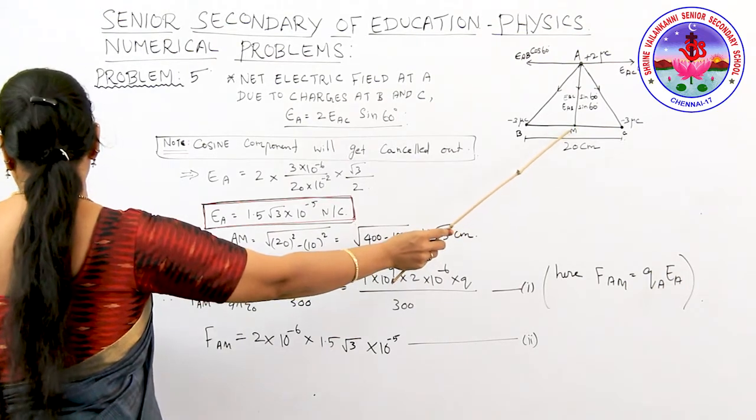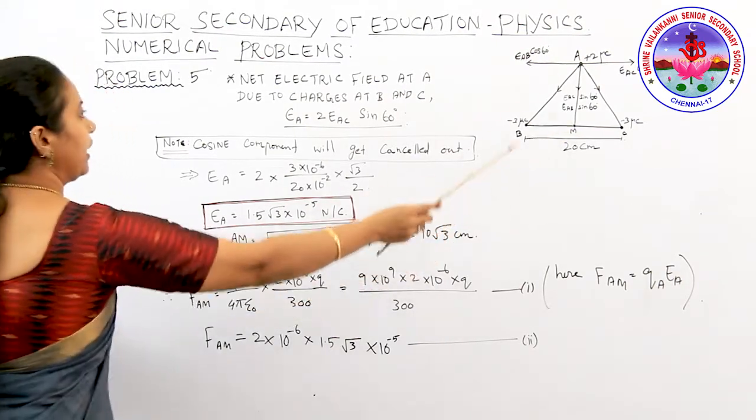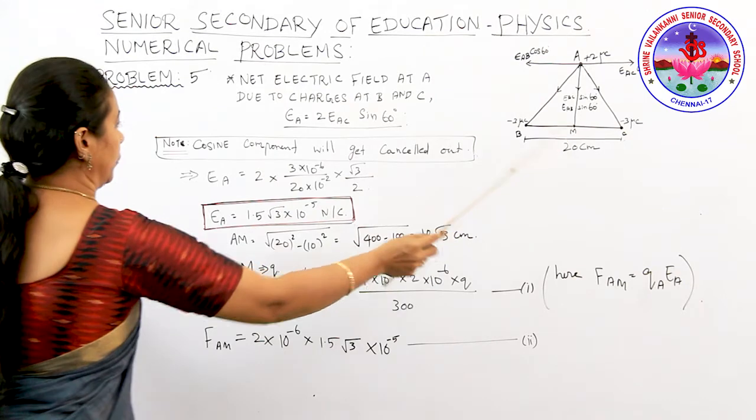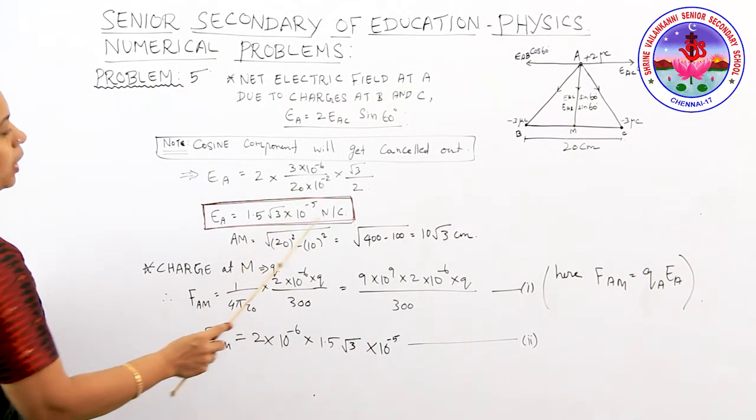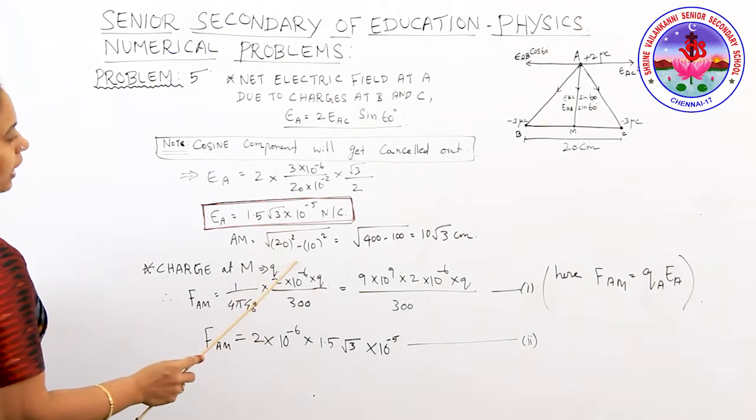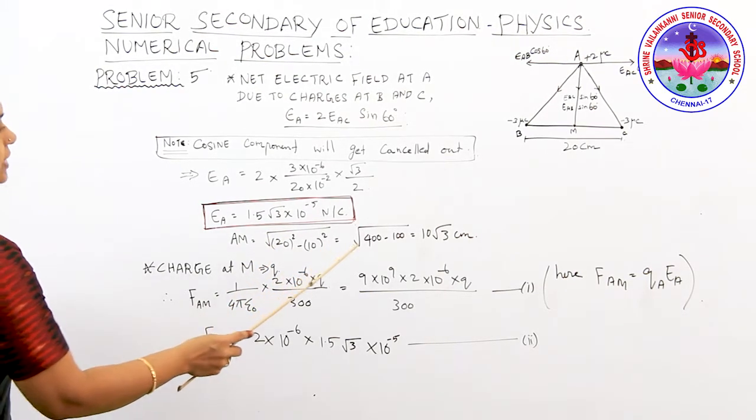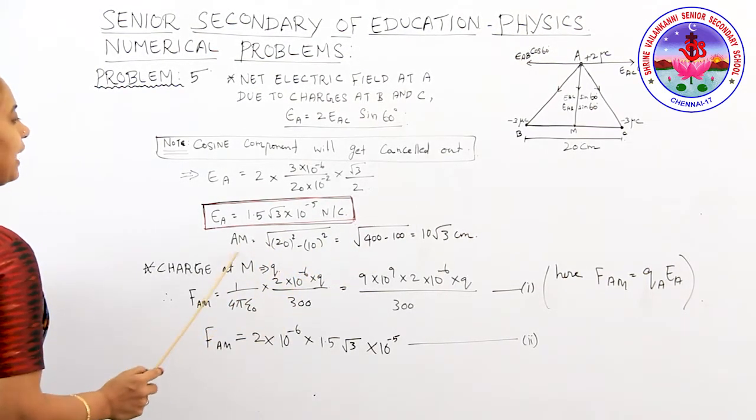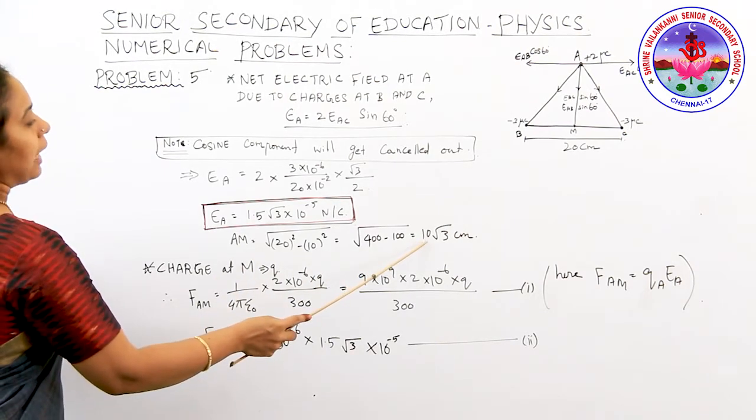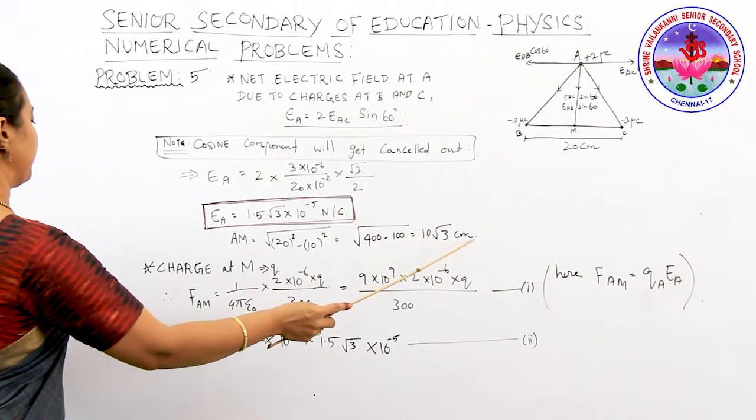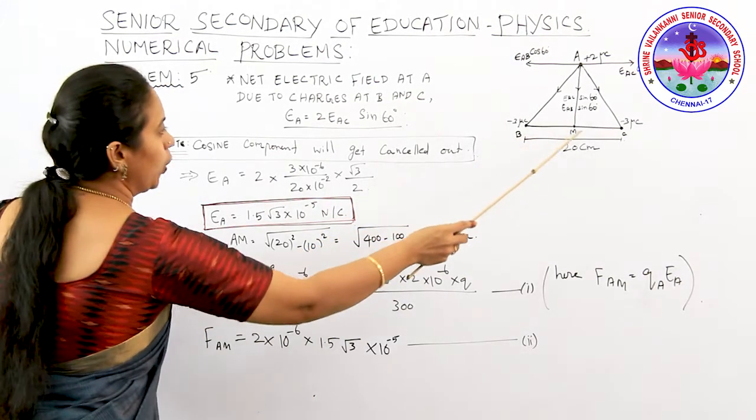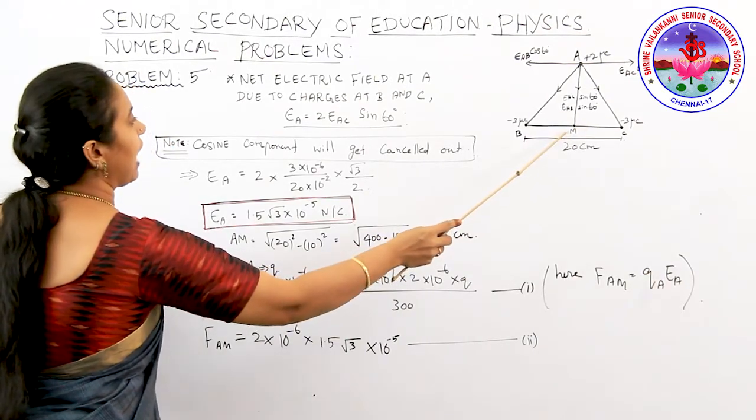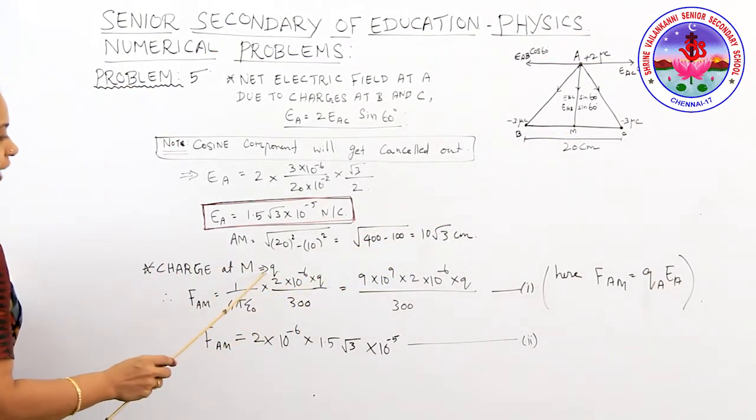We need to know about the sign and the magnitude of the charge which is placed at the midpoint M, so we need to know the AM value. AM is equal to, by applying the Pythagoras theorem, root of 20 square minus 10 square. We simplify this value, we will get the AM value is 10 root 3 centimeter. Now, we don't know the sign and the magnitude of the charge at M, so we have taken the value as Q.